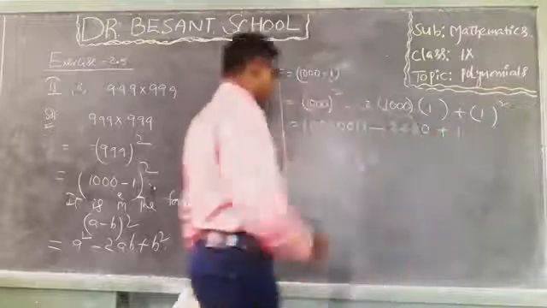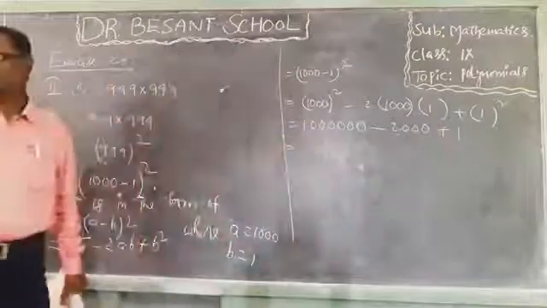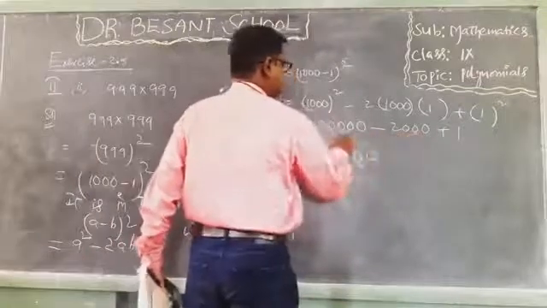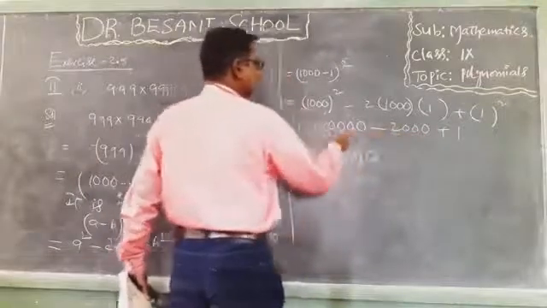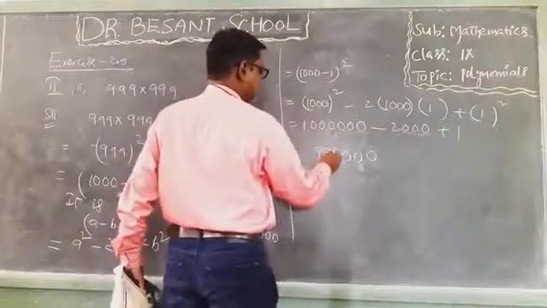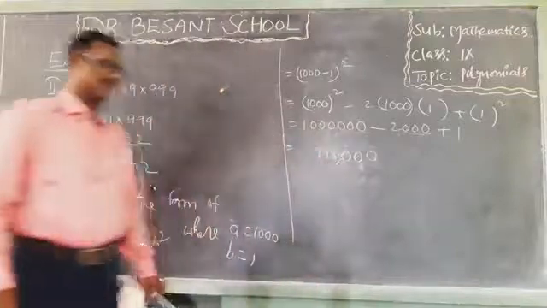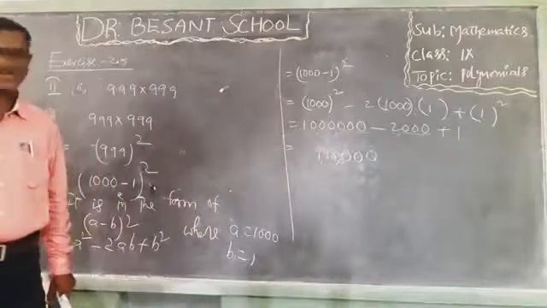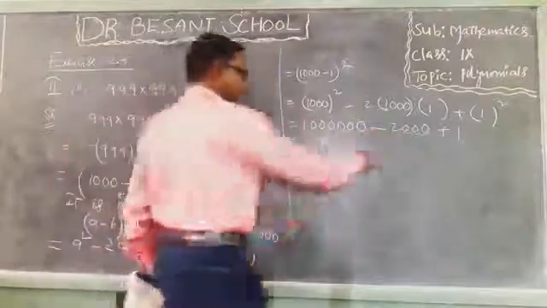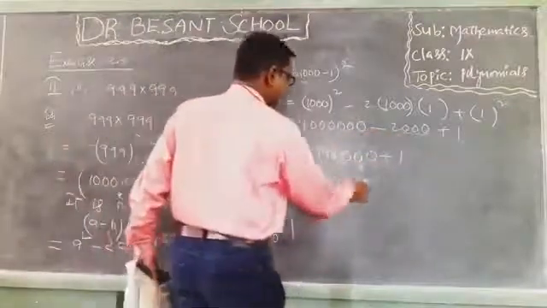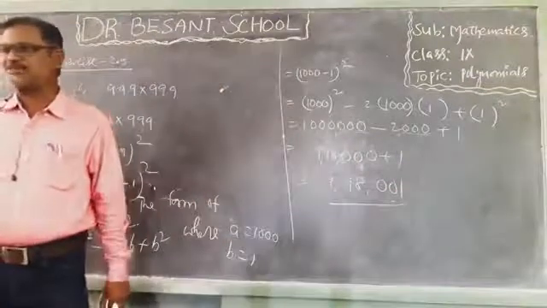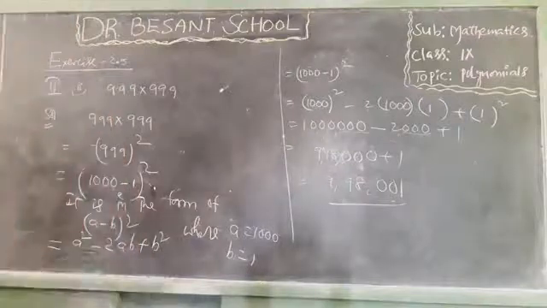Plus this is 1. So 10 lakhs minus 2000: 0 minus 0 is 0, three zeros, and 1000 minus 2 is 998. So 10 lakhs minus 2000 means 9 lakhs 98,000. Plus this 1 comes to 9 lakhs 98,001. What is the answer? 9 lakhs 98,001. That is the value of 999 square.